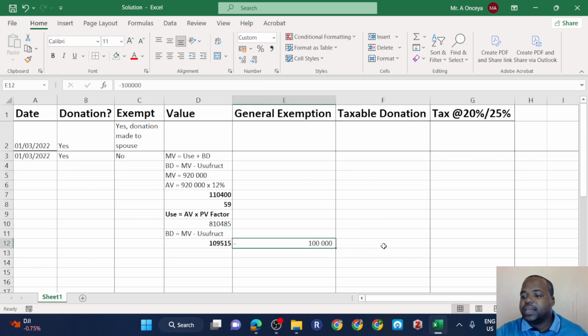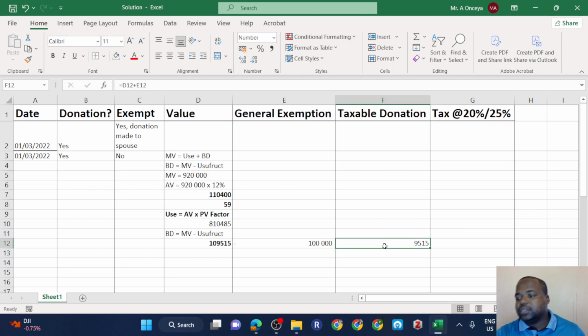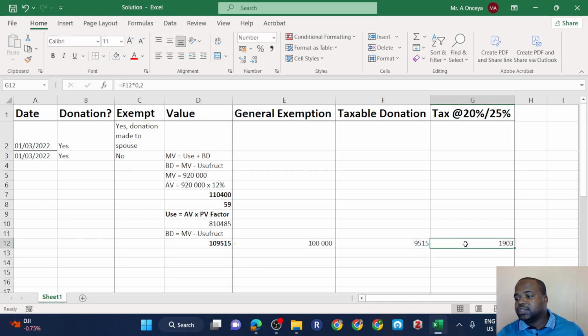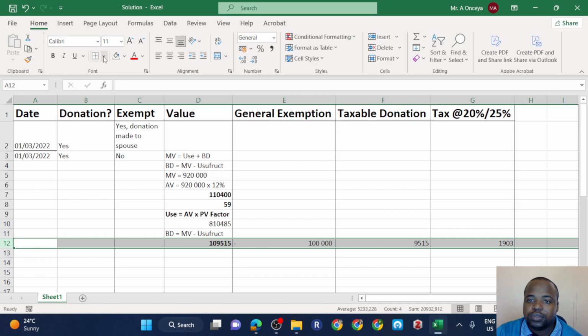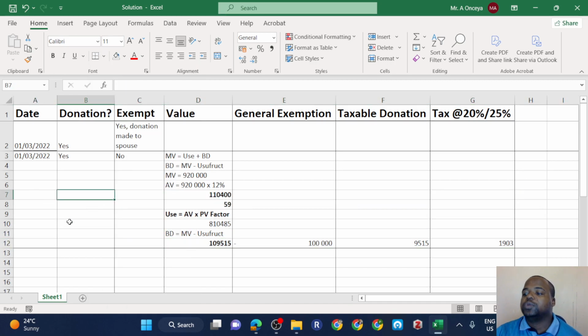Alright, we apply that, and then we get a taxable donation of 9,515 rands, and then you multiply this value by 20%. Why? Because the aggregate value of his donations does not exceed the 30 million rand threshold. And that's transaction, or that's bullet point number 2.